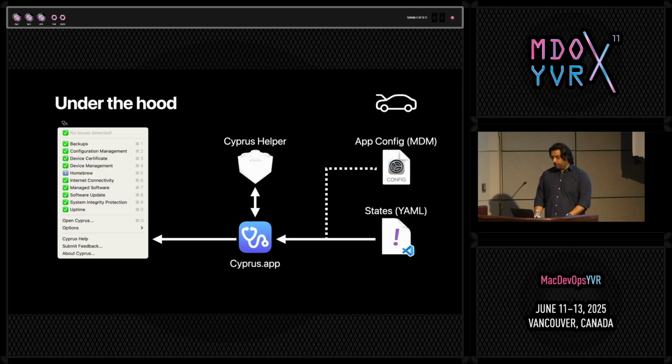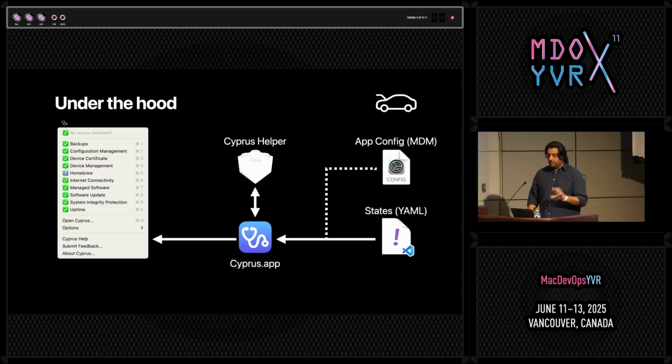Under the hood, you've got the Cypress app doing all the heavy lifting. That's the blue icon in the middle. That's managing the state. It's loading the state in from config profiles and state definitions. They're currently YAML. We landed on YAML. We found it was easier to read than JSON or property lists. We might bake in that functionality at a later stage.